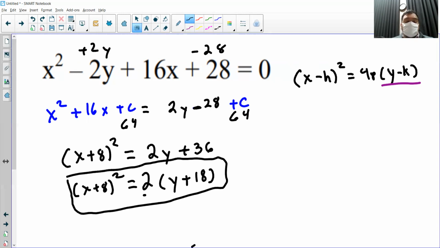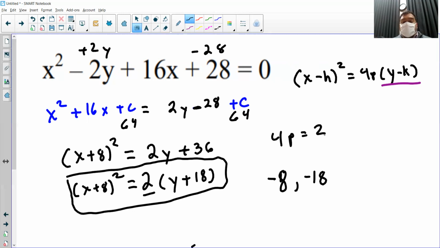So 4p is the number here. So 4p equals 2. You could just always set it up like that, which is a half. P helps you find, if you know the vertex, so in this one, the vertex is negative 8, negative 18. And we know it's horizontal because it's x squared. Oh, wait. Yeah, it's x squared, so it's horizontal.